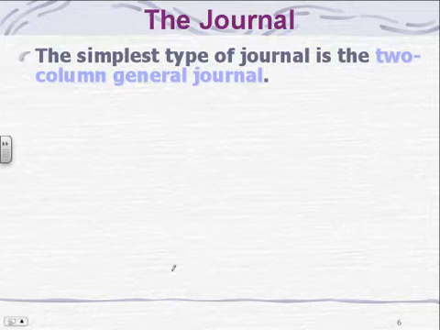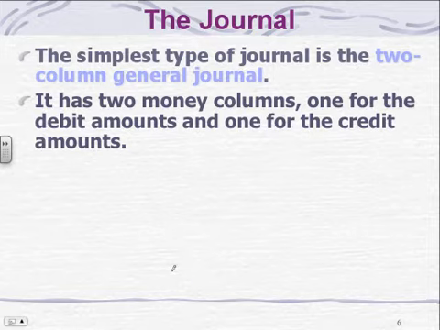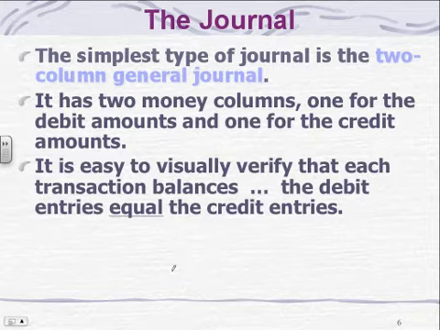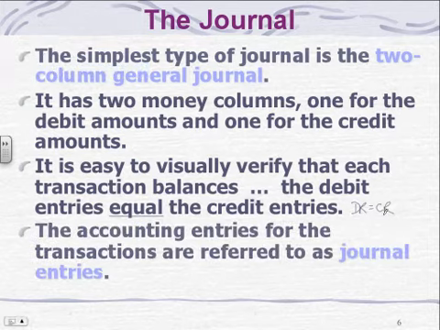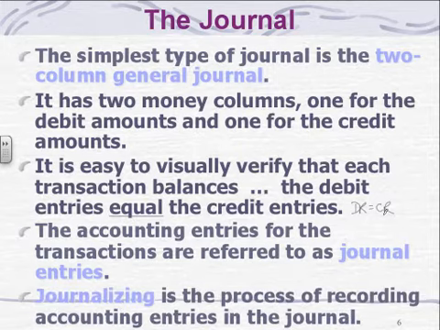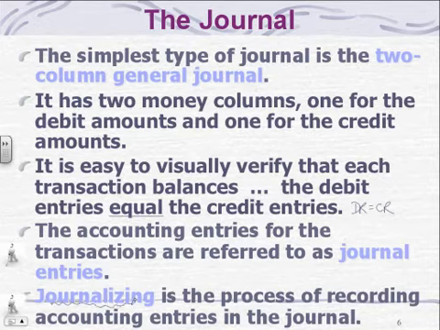The simplest type of journal is the two-column general journal, which is the paper I just showed you. It has two money columns, one for the debit amounts and one for the credit amounts. It is easy to visually verify that each transaction balances. The debit entry equals the credit entries. As always, debits equal credits, no matter what. Left equals right. The accounting entries for the transactions are referred to as journal entries, and we talked about this already. You should be aware of the term journalizing. Journalizing is the process of recording accounting entries in the journal.